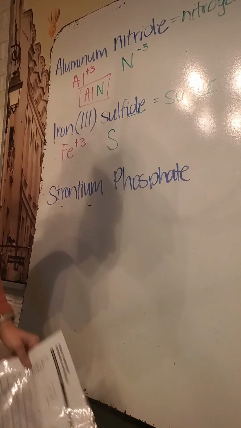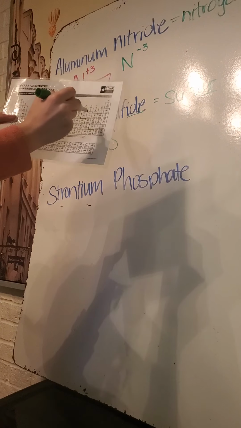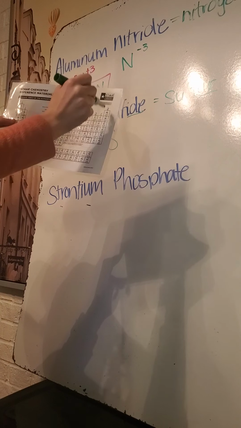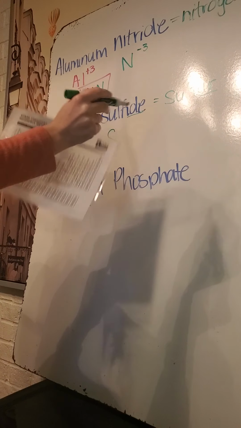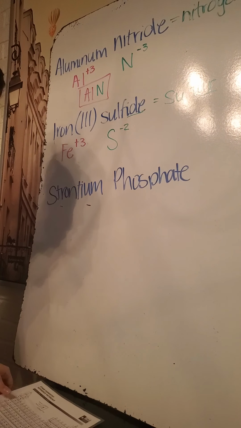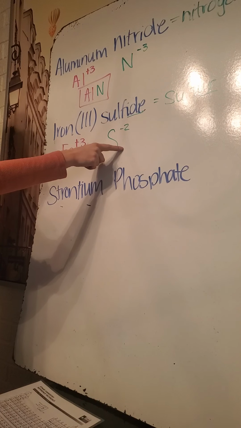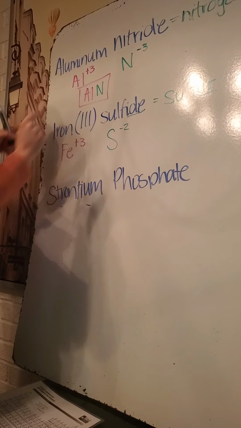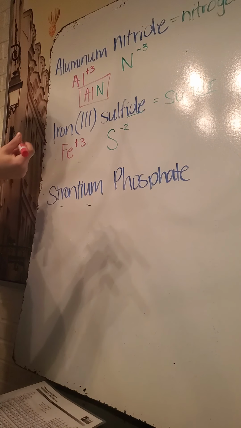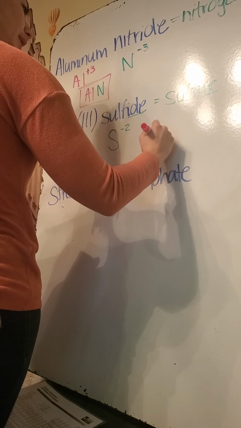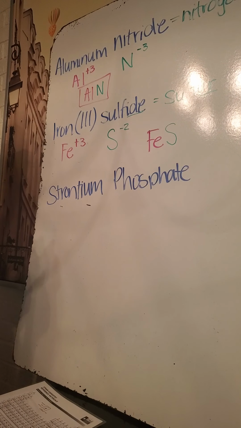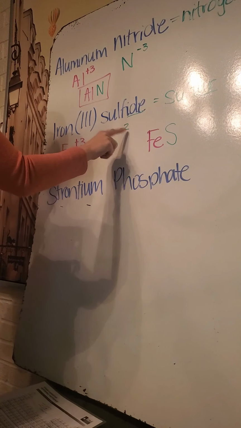Now we need to, again, look at this periodic table. We got sulfur right here. It's 1, 2 away from our noble gases, that full valence shell, so it needs 2 electrons. It has a -2 charge. If we're looking at this one, we can already tell it's not like the one we did up here. We have an unbalanced charge. So we're going to rewrite it. We know we have iron, and we know it's bonded to sulfur.